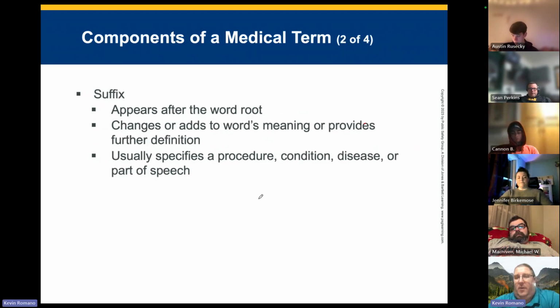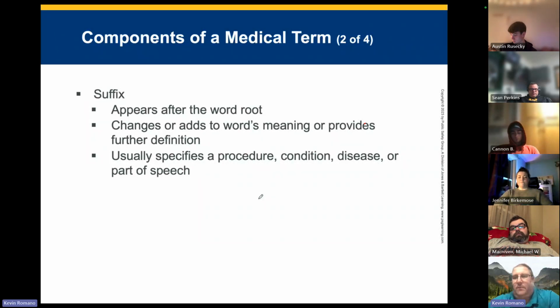Other components are the suffix, or components that are added to the end of the root word. It adds to the word's meaning and provides further definition. It usually specifies a procedure, condition, disease, or part of speech. So an example would be ase, which indicates an enzyme like lipase, which is an enzyme that digests fat.